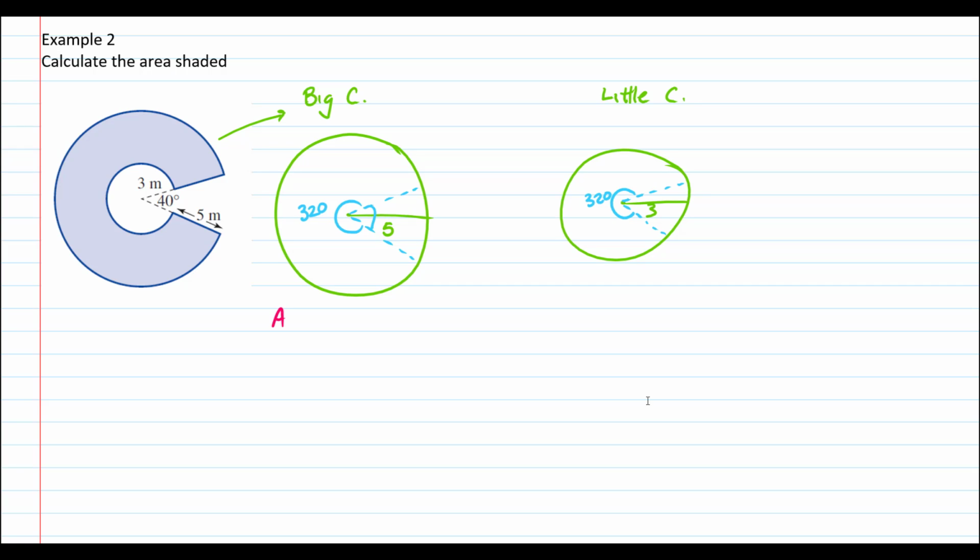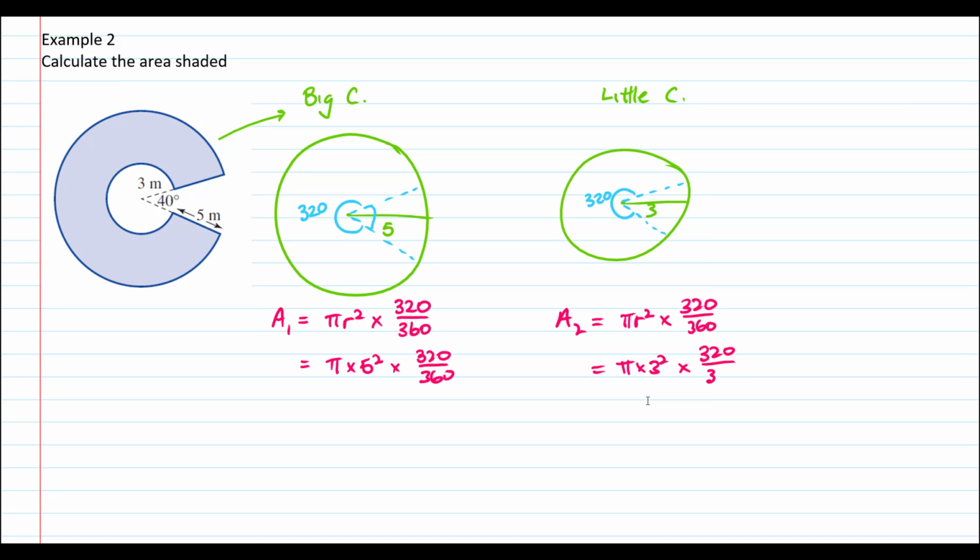So the area of the big circle, so we'll call this area 1 again, is equal to pi r squared times by theta, which is 320 over 360. So in this case, that's pi times 5 squared times by 320 over 360. And area 2 is equal to pi r squared times 320 over 360, which in this case is equal to pi times 3 squared times 320 over 360.